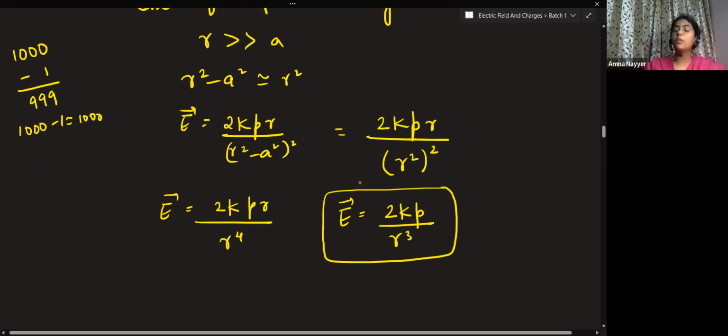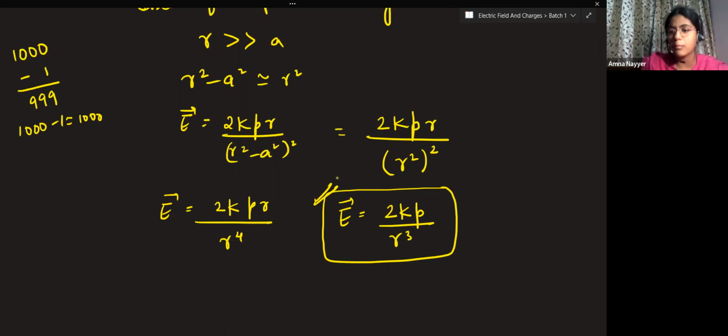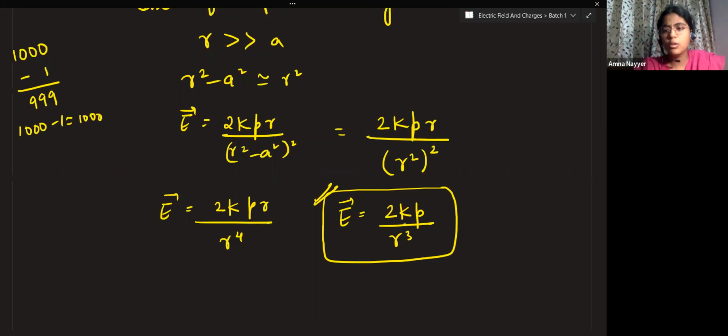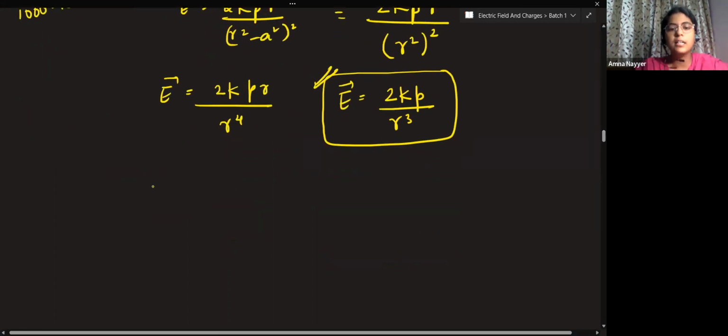Is this clear? This formula is often used because many a times you are provided with such a value that the separation between the point and the middle point of the dipole is so much larger as compared to the separation between these two charges. So in that case, you can simply use 2kp by R cube. For k, you can write it as 1 by 4 pi epsilon naught, so 2p divided by 4 pi epsilon naught R cube.